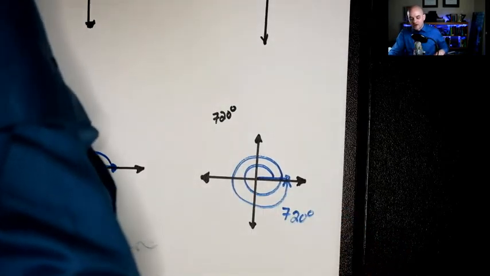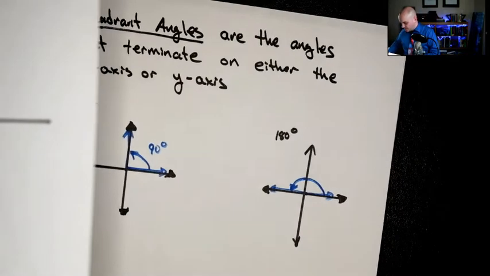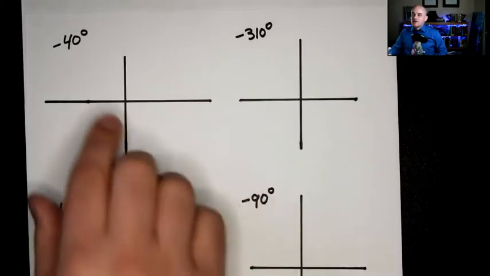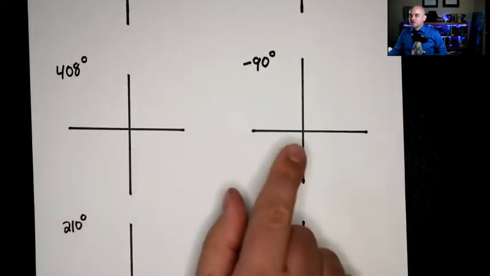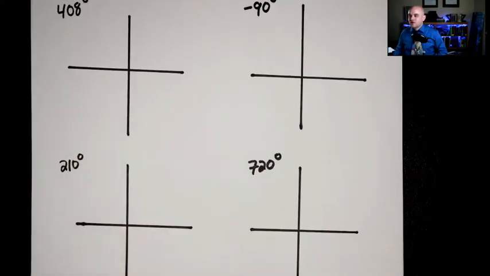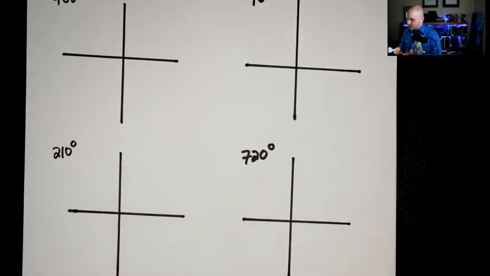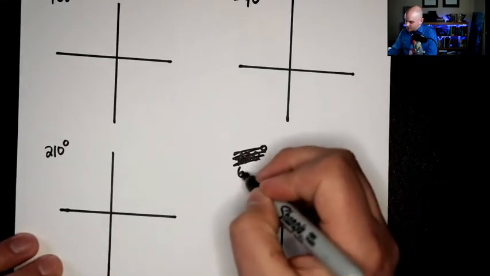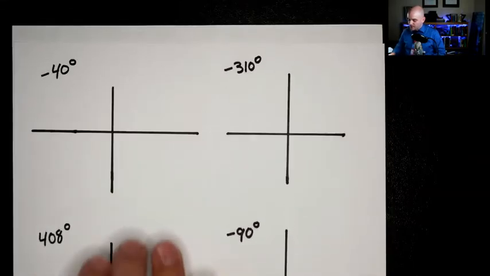Those are our quadrant angles. Now we're going to take a look at just graphing a few different angles in general before we leave today. So I've got 6 here for you to try. If you want, you can pause the video and give them a try and then check your work. I've got -40, -310, 408, -90, 210, and then, well, we just did 720, so maybe I'll change this to something else. Let's do 600. I didn't mean to give the same one there when I was planning it out, so we'll do 600 there.